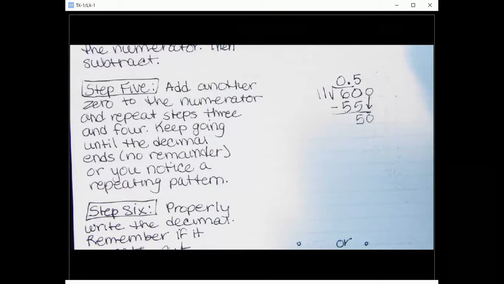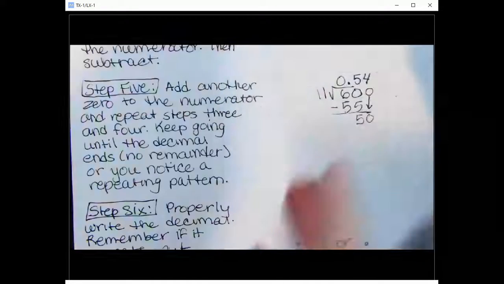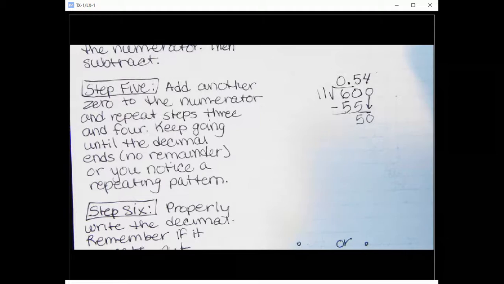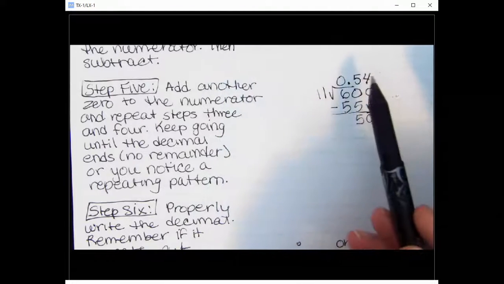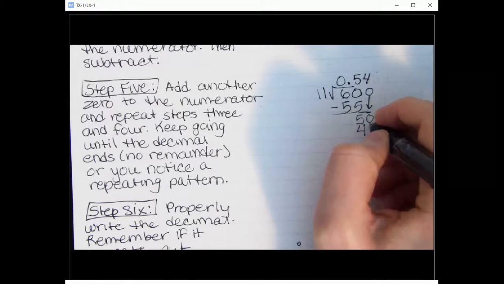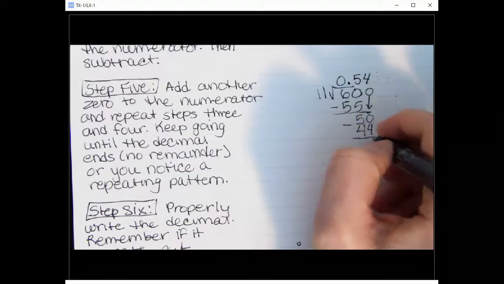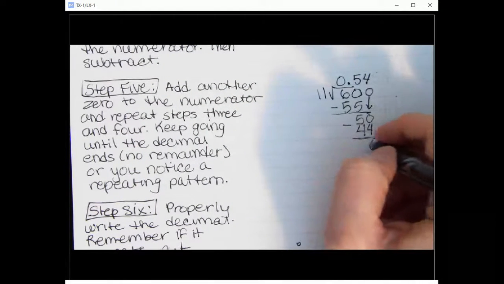Now I'm going back to step 3, which is to figure out how many times 11 can go into 50 without going over. 11 can go into 50 4 times. I know that because 11 times 4 is 44. If I went one more up, 11 times 5 would be 55. That is above my 50 mark. Then I'm going to repeat step 4, which says to multiply 4 times 11, which is 44. Then subtract it. And 50 minus 44 is 6.